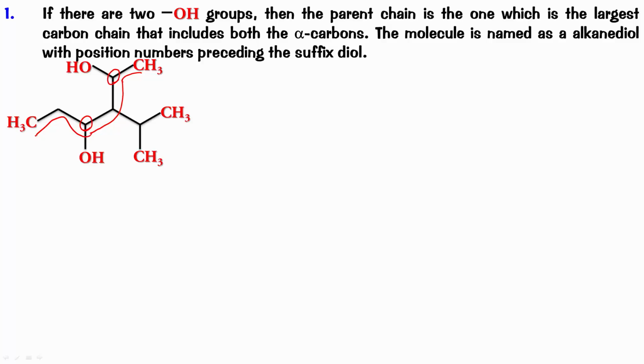So now let's look at the numbering. If I do the numbering from the left side, I get 1, 2, 3. The first OH occurs on 3. If I do it from the top, 1, 2. The first OH occurs on 2. So we prefer the numbering from the top. So this is how we do the numbering.